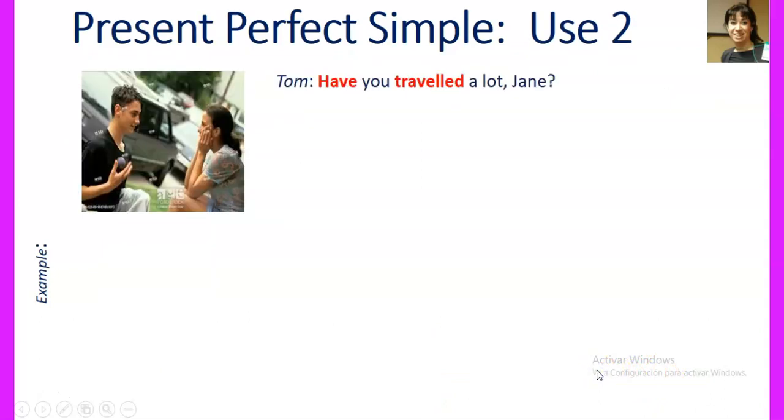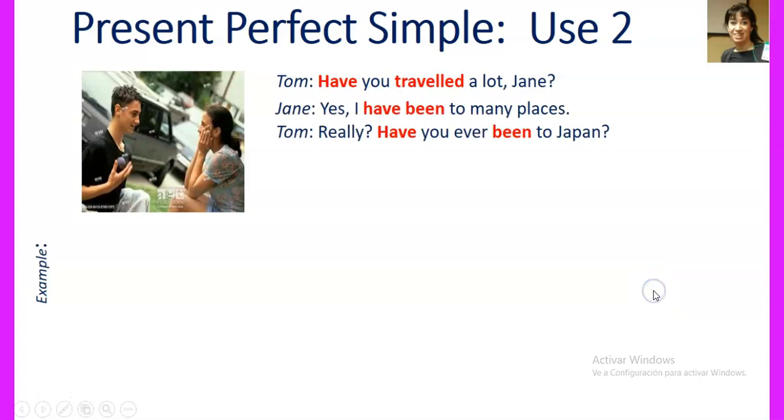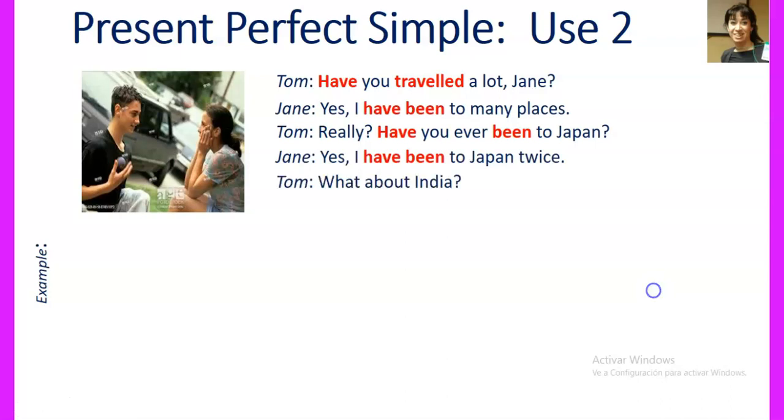Another example would be this dialogue, a conversation between Tom and Jane. So Tom says, "Have you traveled a lot, Jane?" "Yes, I have been to many places." "Really? Have you ever been to Japan?" "Yes, I have been to Japan twice." "What about India?" "No, I haven't been to India."